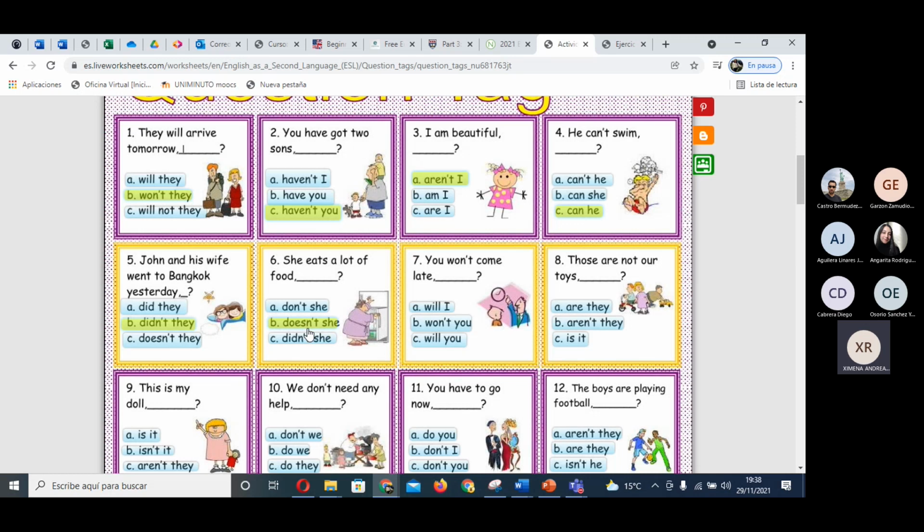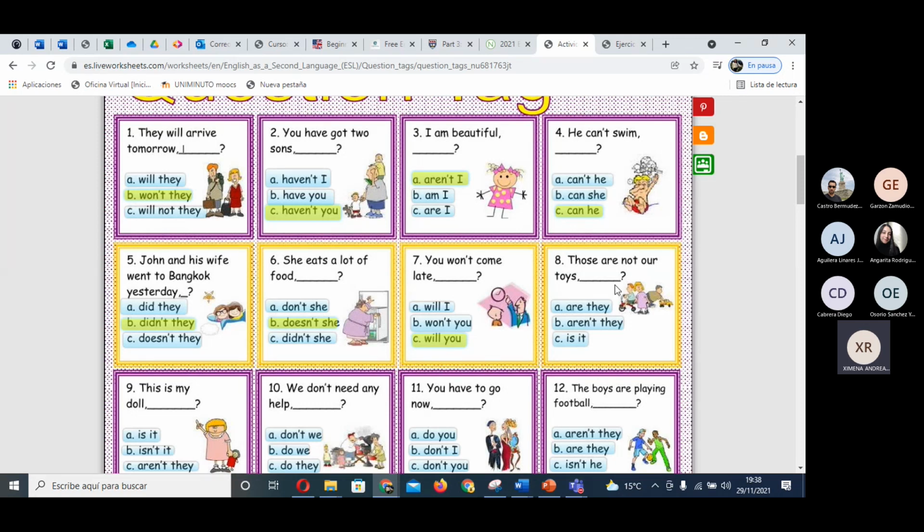Let's check the number 7. Diego Cabrera, puedes intentar, dice, you won't come late. Teacher, sí, will you? All right, thank you, Diego. Pretty good. Will you? Entonces tenemos un futuro negativo, won't, por ende cambiaría a afirmativo, que haría will you. No es will I, porque el sujeto donde se hace la oración no es I, sino you. Pretty good, Diego. Thank you.